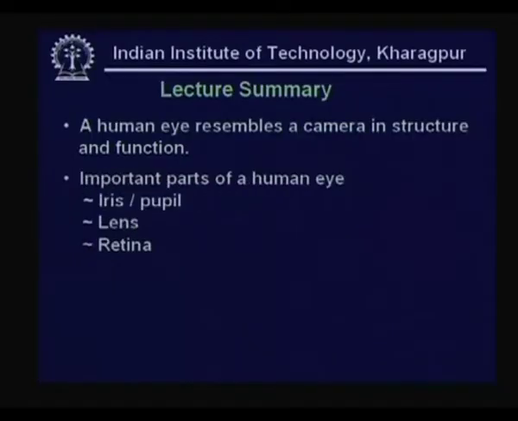Now, what we have seen is that in structure and function, the eye is very much like a camera. It has three major components: the iris or opening, which is also known as the pupil, is similar to the shutter in a camera; and a lens which focuses the incoming light, which is similar to a lens in the camera. However, the difference is, depending on the light available, the lens has the ability to change its shape.